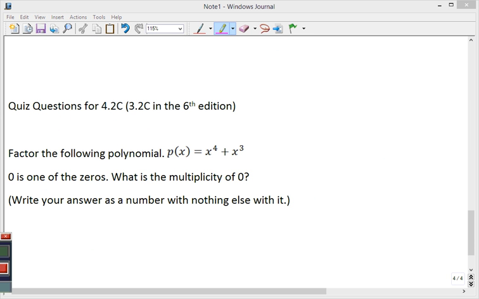Here's your quiz question for 4.2c. Factor this polynomial, x to the 4th plus x to the 3rd. Should be easy to factor. Don't make this harder than it is. 0 is one of your zeros. I'll just tell you that right now. I want to know what is the multiplicity of 0. So write your answer just as a number. Just tell me it has multiplicity of 1 or 2 or 3 or 10 or whatever you want to say. So just write the number.